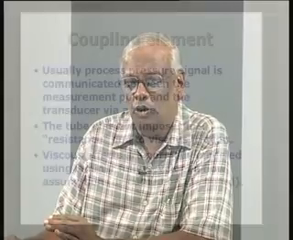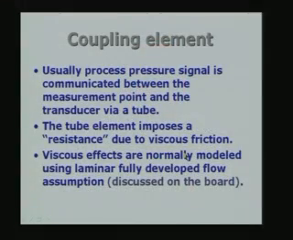And what we notice is that the tube element, as you see in the slide, imposes a resistance due to viscous friction. All fluids have viscosity, and when the fluid moves through the tube, it is going to experience a resistance to motion, which is because of the viscosity of the fluid. So, these are normally modeled using a laminar fully developed flow assumption, which is justified by noting that the fluid motion within the tube is at relatively slow velocity. Most applications are going to be at very slow velocity, and if you were to calculate the Reynolds number based on the mean velocity of the fluid inside the tube, it will be in the laminar regime. So, that is the assumption we are going to make.